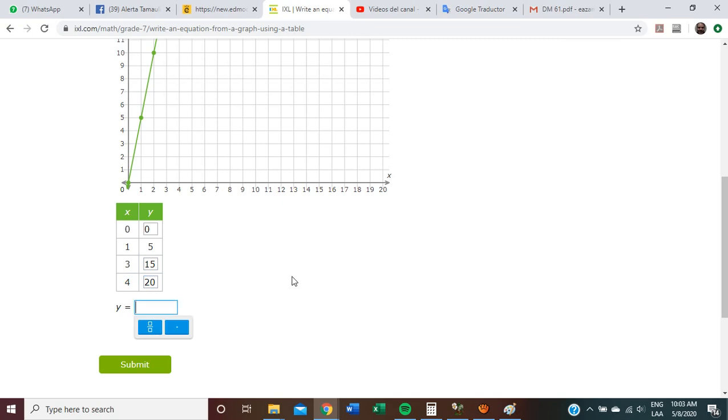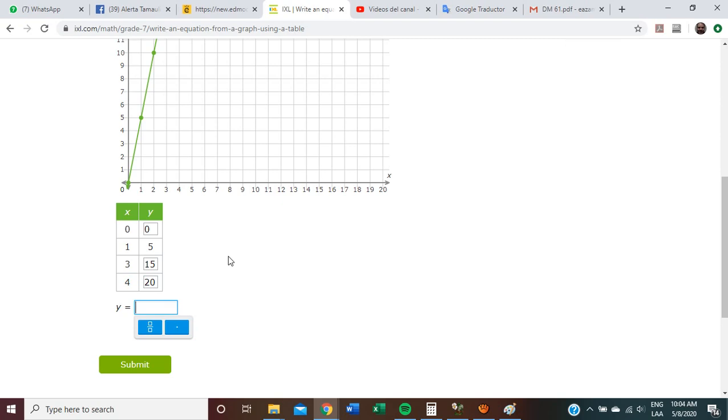Do you see any pattern? You see it? Okay, when x equals 0, y equals 0. When x equals 1, y equals 5, and so on. Okay, so what is the pattern right here? You see 1 and 5, 3 and 15, 4 and 20. Yeah, it's like we need to multiply this times 5 to get to this point. 3 times 5 equals 15. 4 times 5 equals 20.